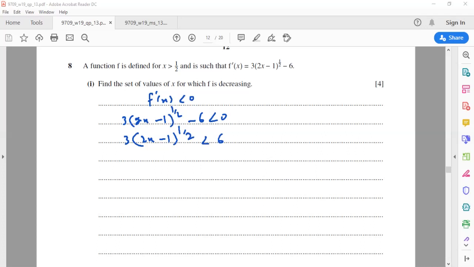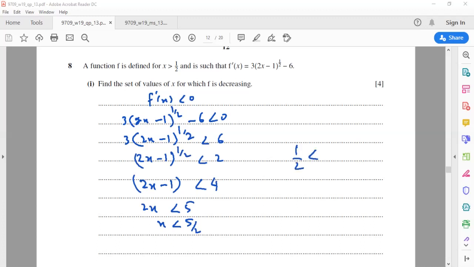Less than 6. Dividing by 3 on the other side gives us less than 2. Let's take the square, which doesn't make any difference to the inequality. So by taking square over here and by taking square over here, this will become 4. So 2x is less than 5 and x is less than 5 over 2. One value is already mentioned that x is greater than half. So the inequality will be greater than half and less than 5 over 2. Now let's go to the next part here.